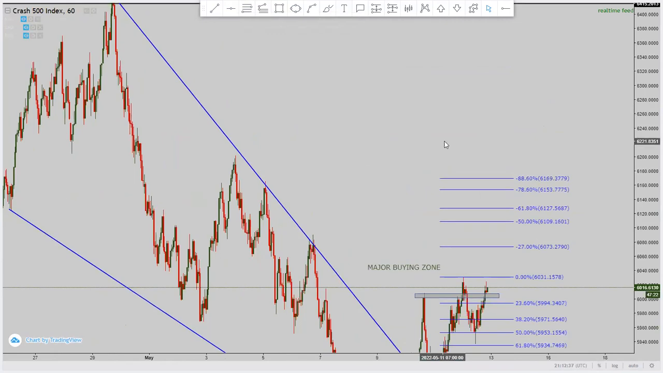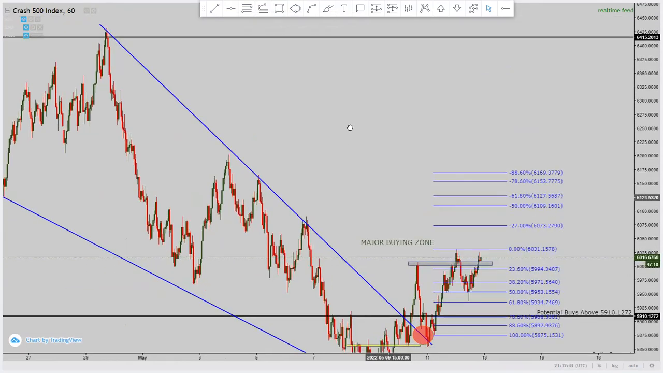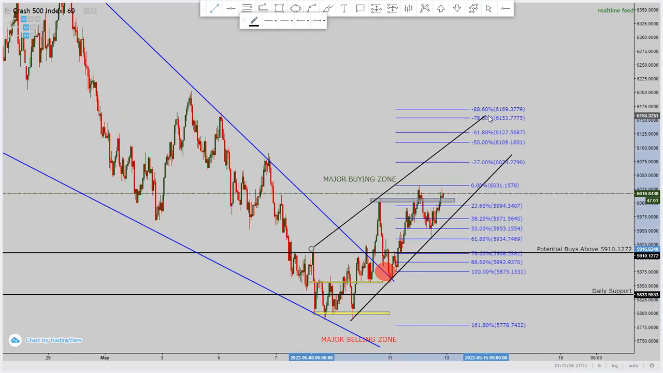So one can even hold this trade for quite a long time, since we are now in an uptrend. One can even swing trade this Crash 500, based on this new channel that we are having. So basically we have this new channel that we are seeing that price seems to be following.